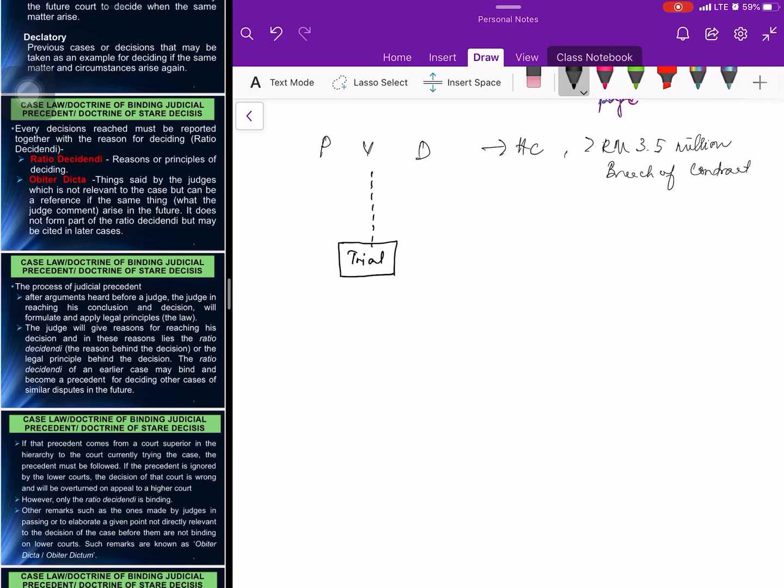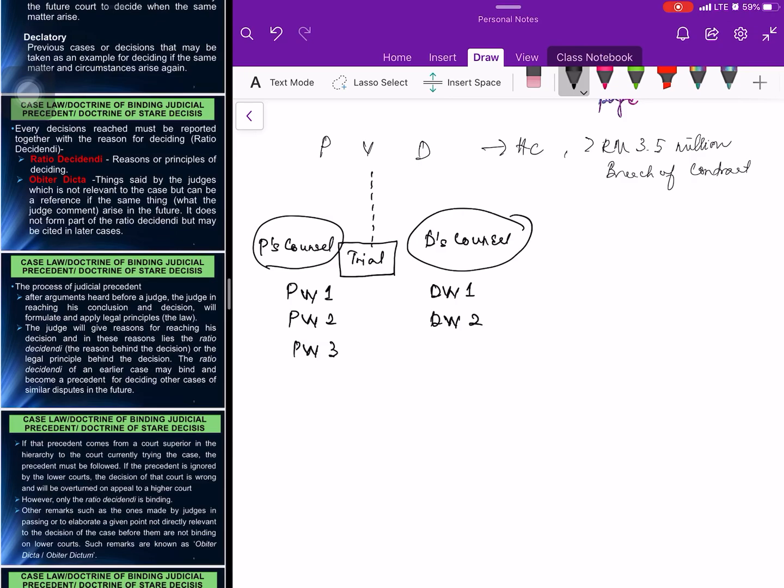During this trial, there will be witnesses: plaintiff witnesses and defendant witnesses. Assuming there's plaintiff witness 1, plaintiff witness 2, plaintiff witness 3, and only 1 or 2 witnesses of the defendant, and there's the plaintiff's counsel, the lawyer, and also the defendant's counsel. There'll be examination by the plaintiff's counsel for their witness, and there'll be cross-examination and re-examination. I will not go into that now, but we're going to go into that later.